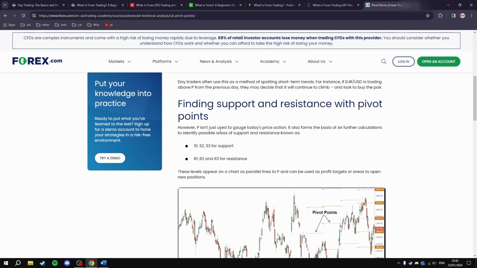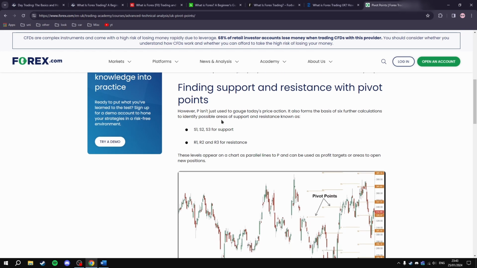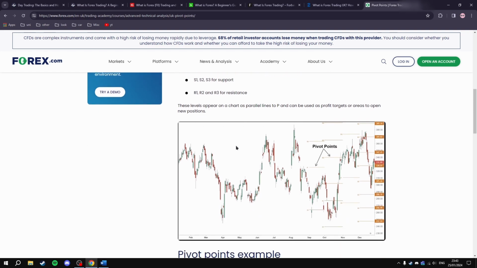However, P isn't just used to gauge today's price action. It also forms the basis of 6 further calculations to identify possible areas of support and resistance, known as S1, S2, S3 for support, R1, R2, R3 for resistance.